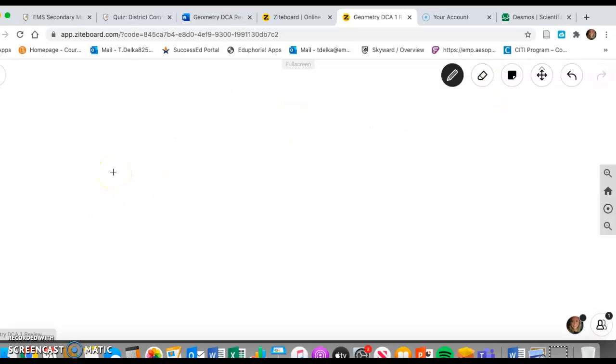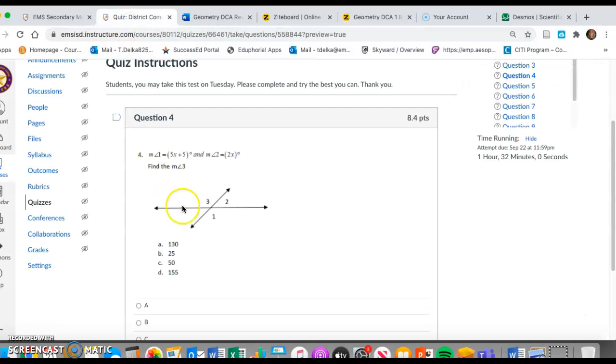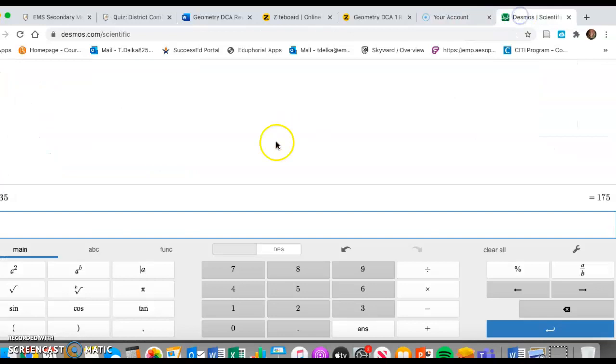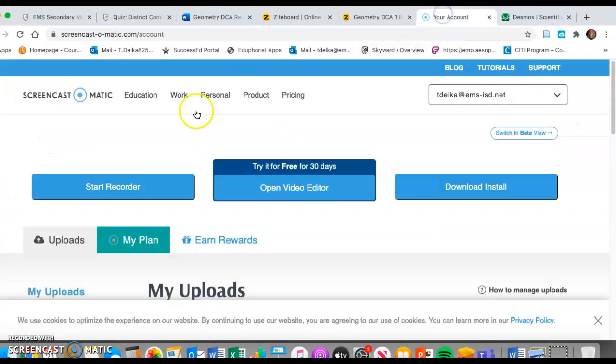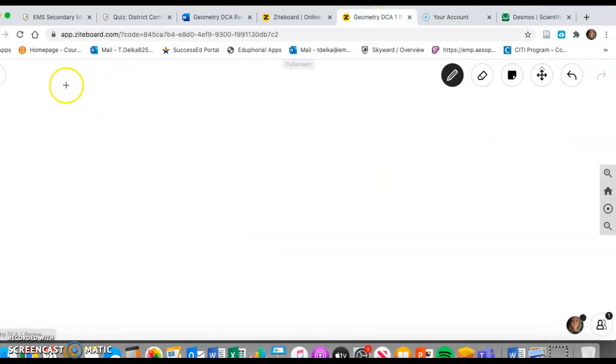Perfect. Okay. We're going to try this again. I know that this right here, 5x plus 5 right here, and 2x equal 180. So we're going to try that again. Going back over here. 5x plus 5 plus 2x equals 180.